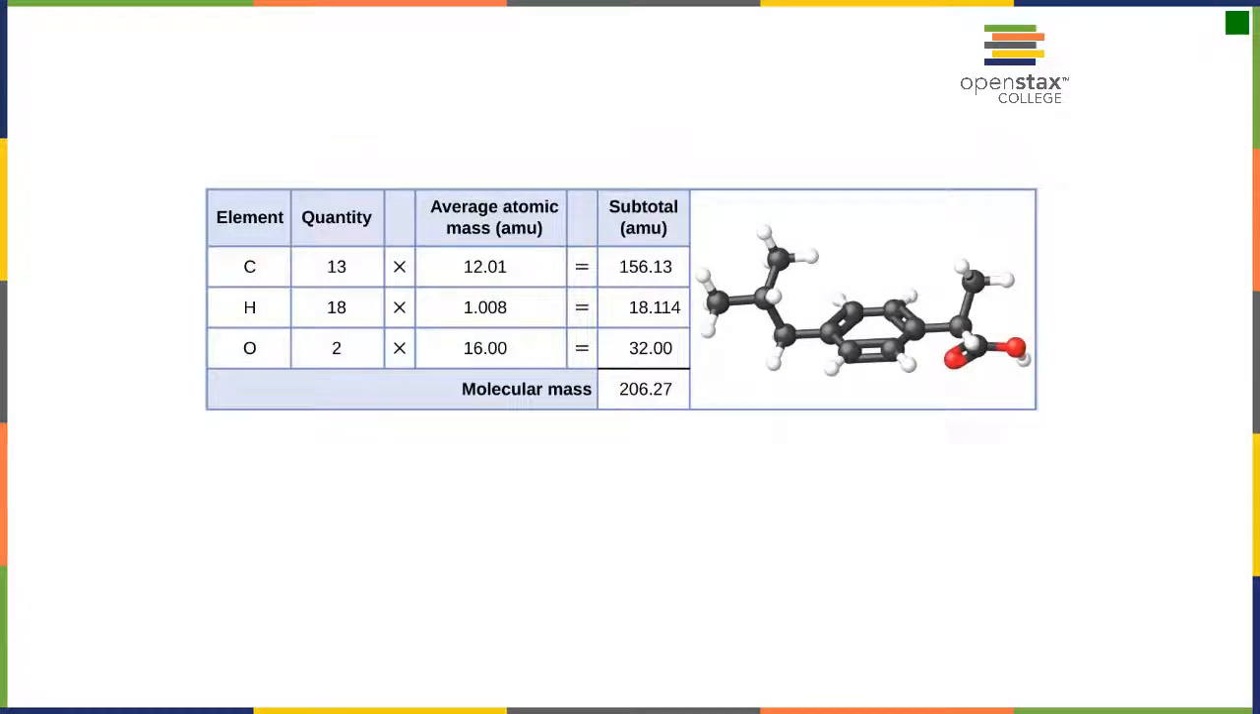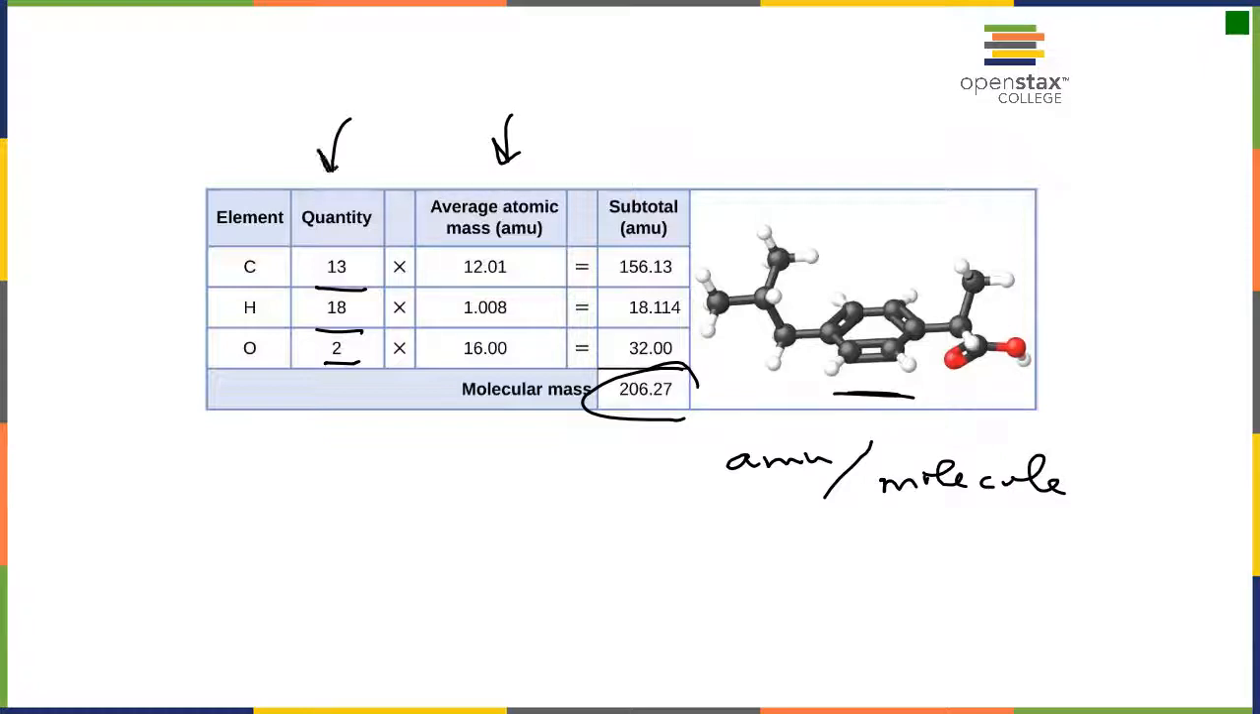Now we can do this for any molecule, no matter how complicated it is. So for example, if we're looking at this molecule, which is quite complicated, such that we have 13 carbons, 18 hydrogens, and 2 oxygens, take the number of atoms that we have, multiply by the average atomic mass off the periodic table, add up the values, and we will get the mass of this molecule in AMUs per molecule. Realizing again, in this molecule, we know we have 13 atoms of carbon, 18 atoms of hydrogen, and 2 atoms of oxygen.